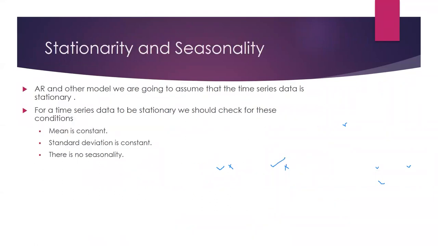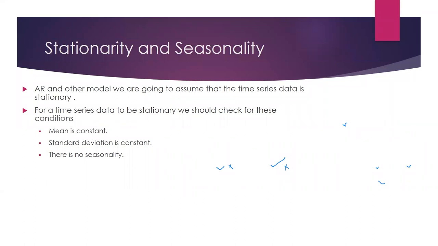Now, whatever model we talk about assumes that the series I have is actually stationary. What do you mean by stationary? For a time series to be stationary, we check three factors. One, the series should have a constant mean. The standard deviation should be constant, and there should not be seasonality.